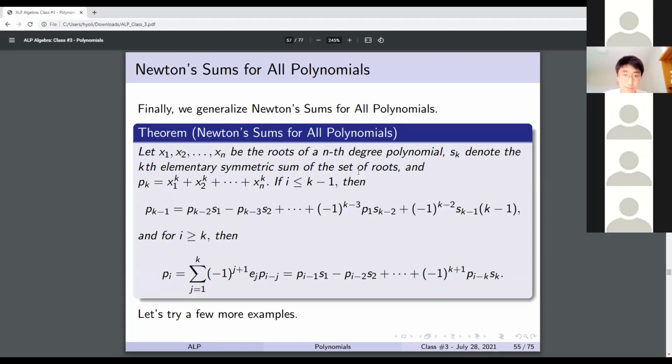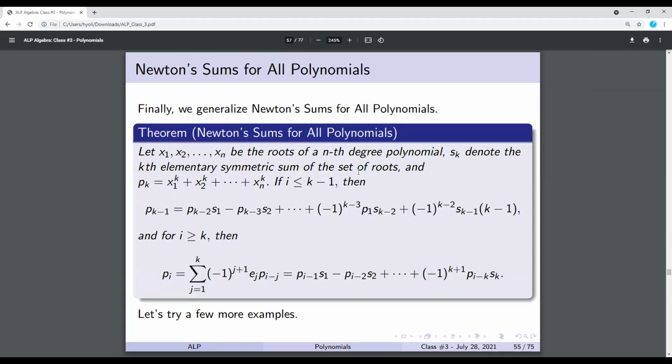How we would solve that. So we can generalize for all polynomials. Let x1, x2, ..., xn be roots of an nth degree polynomial. If s of k denotes the kth elementary symmetric sum, which is to some power, then p of k minus 1 equals p of k minus 2 s of 1. And this is kind of like a recurrence relationship.